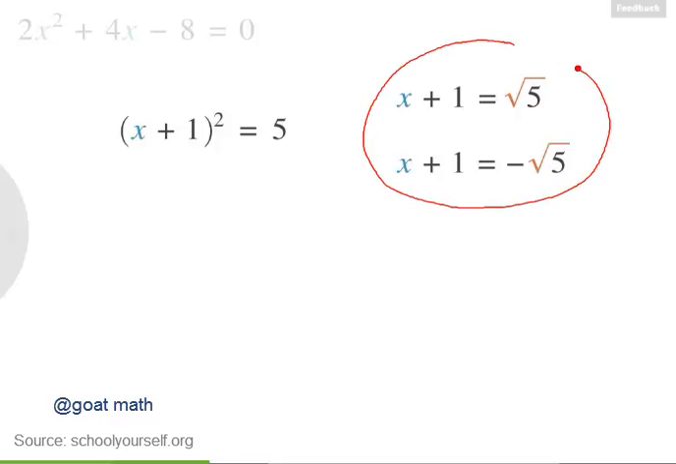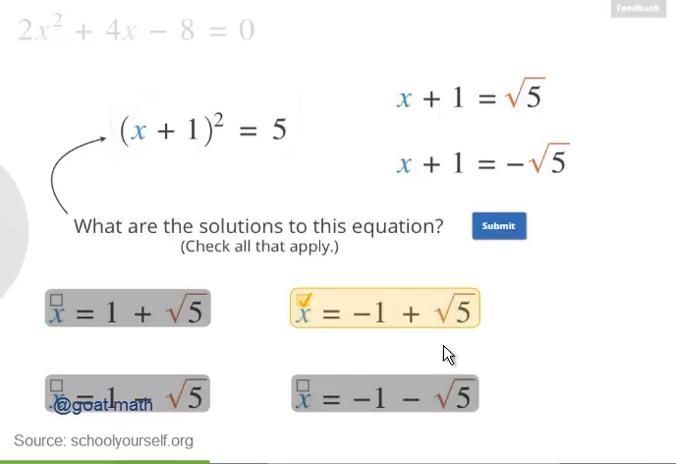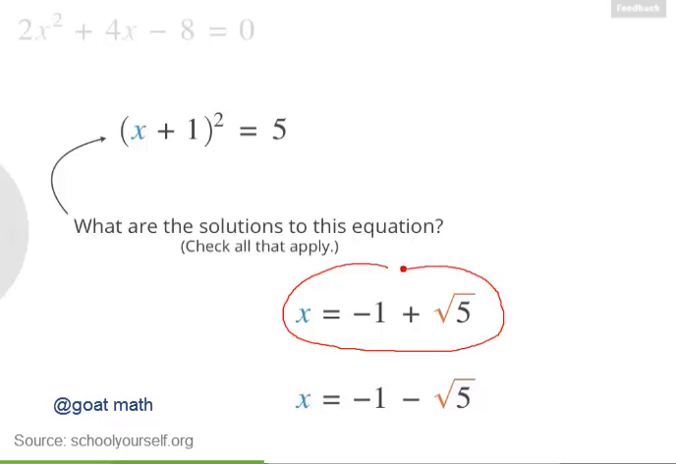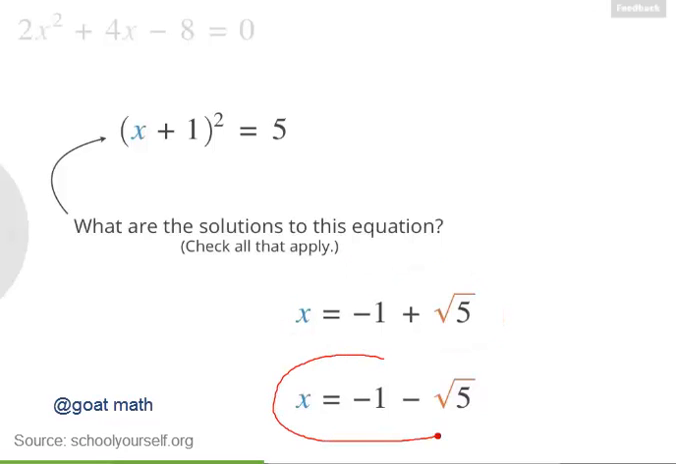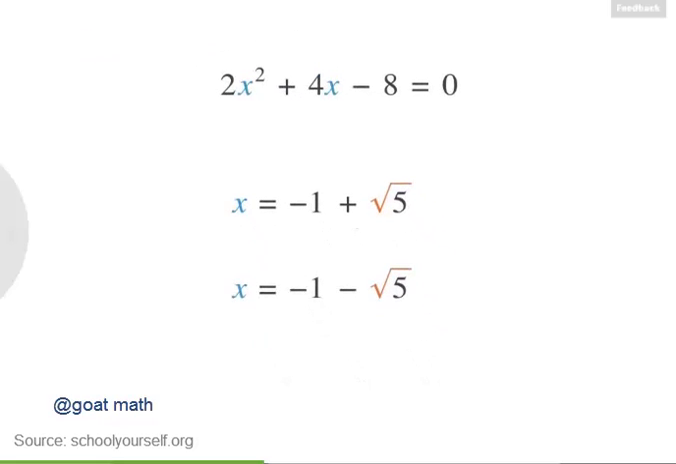And so using these two equations, what are the two solutions to the equation (x + 1)^2 = 5? Excellent. x can equal -1 + root 5 or -1 - root 5. And so these are the two solutions to our original equation, 2x^2 + 4x - 8 = 0.